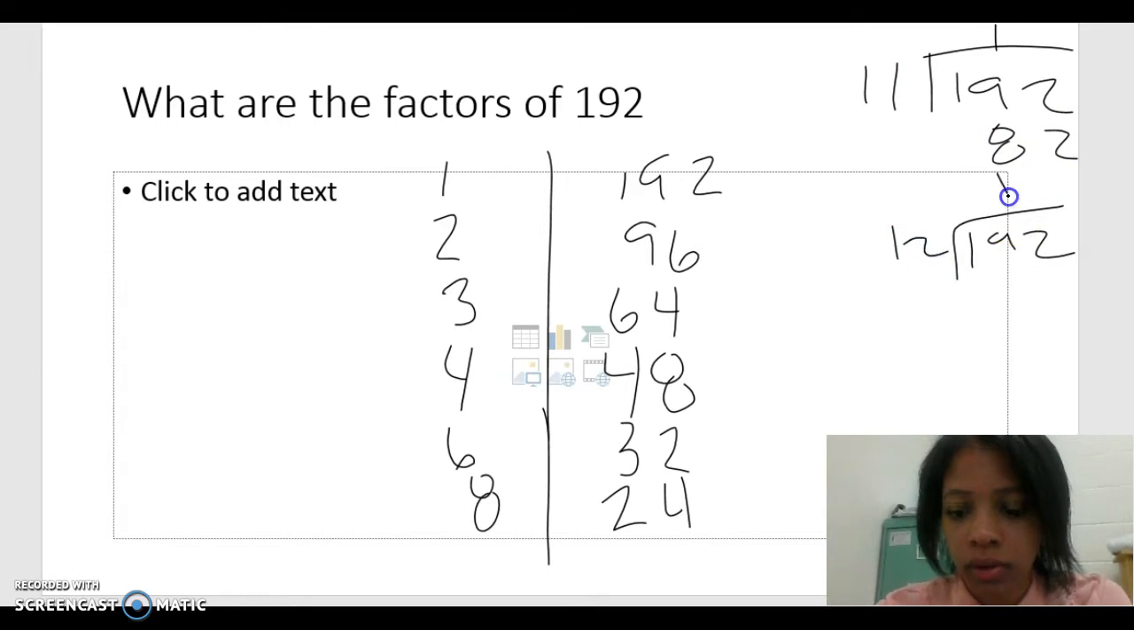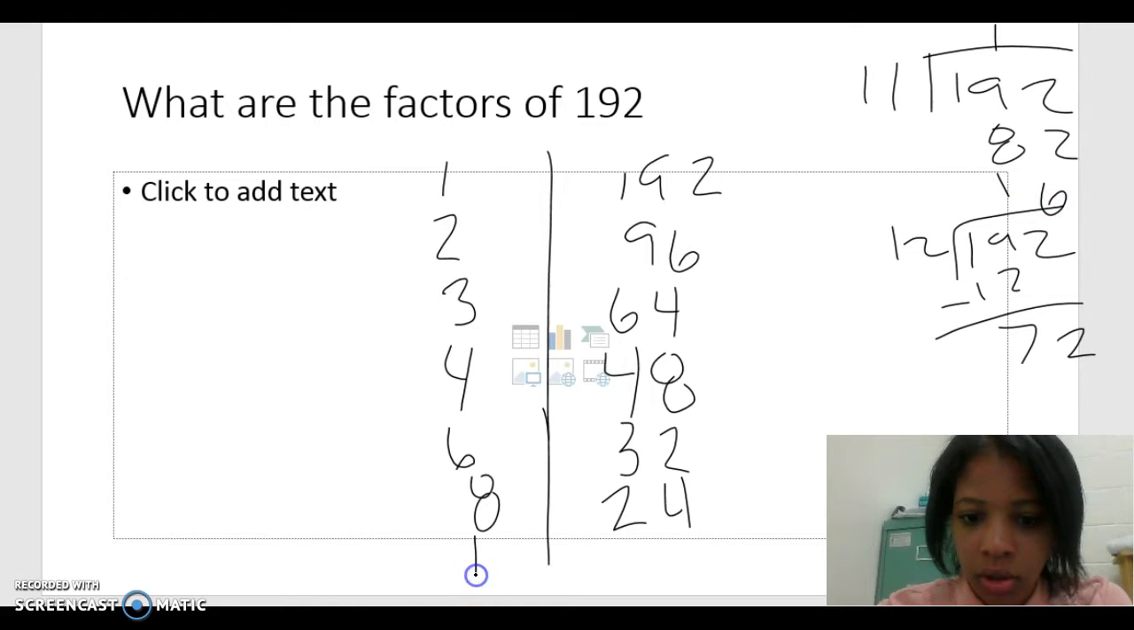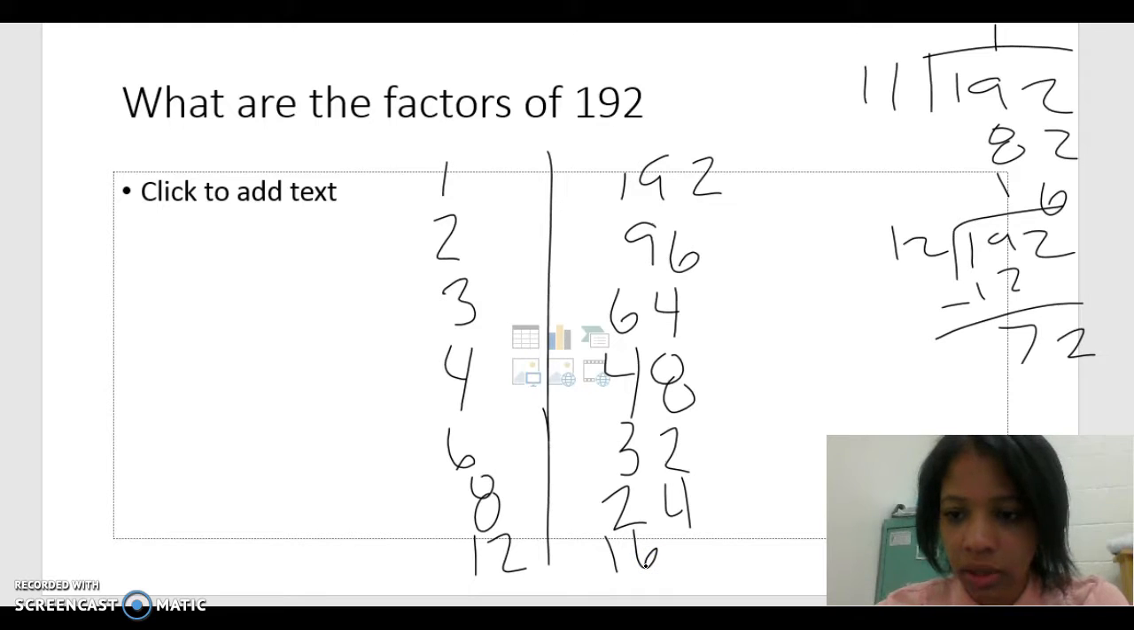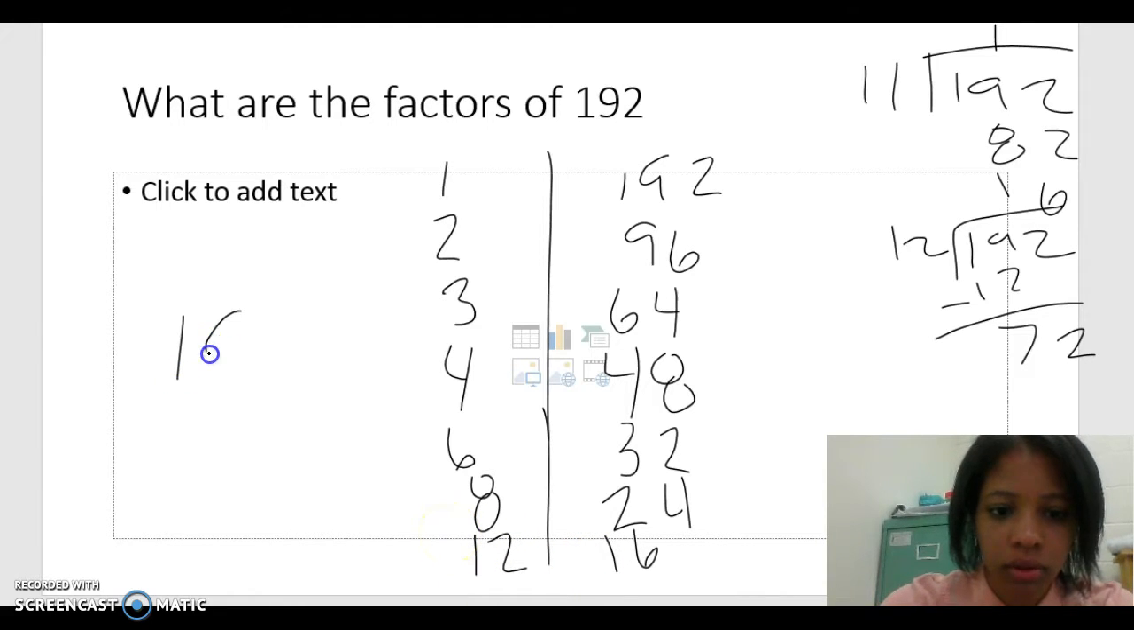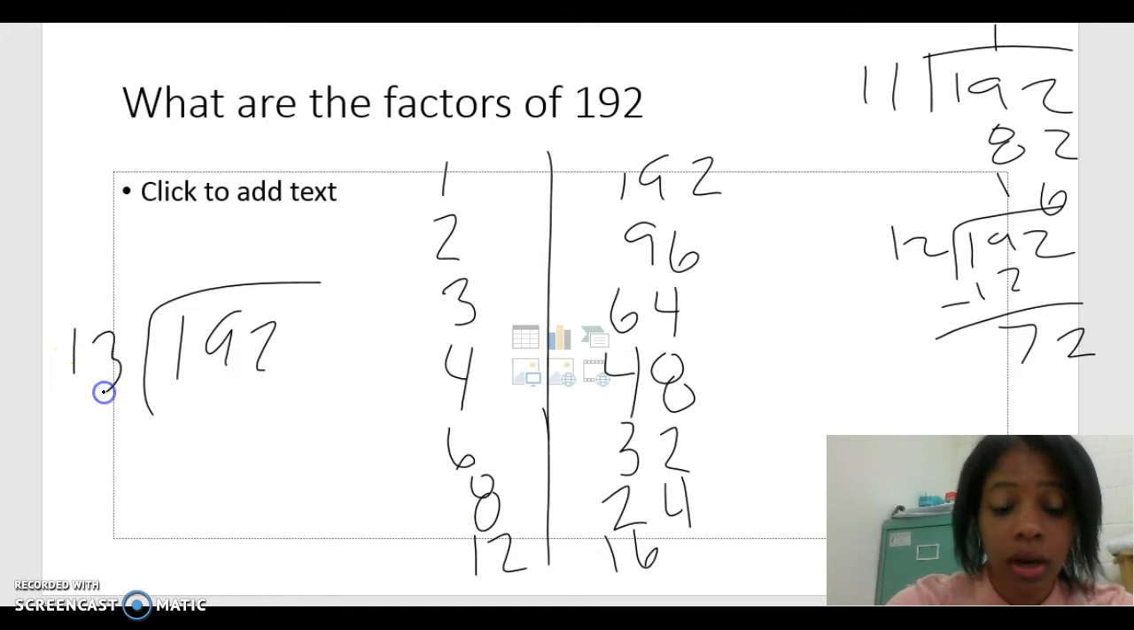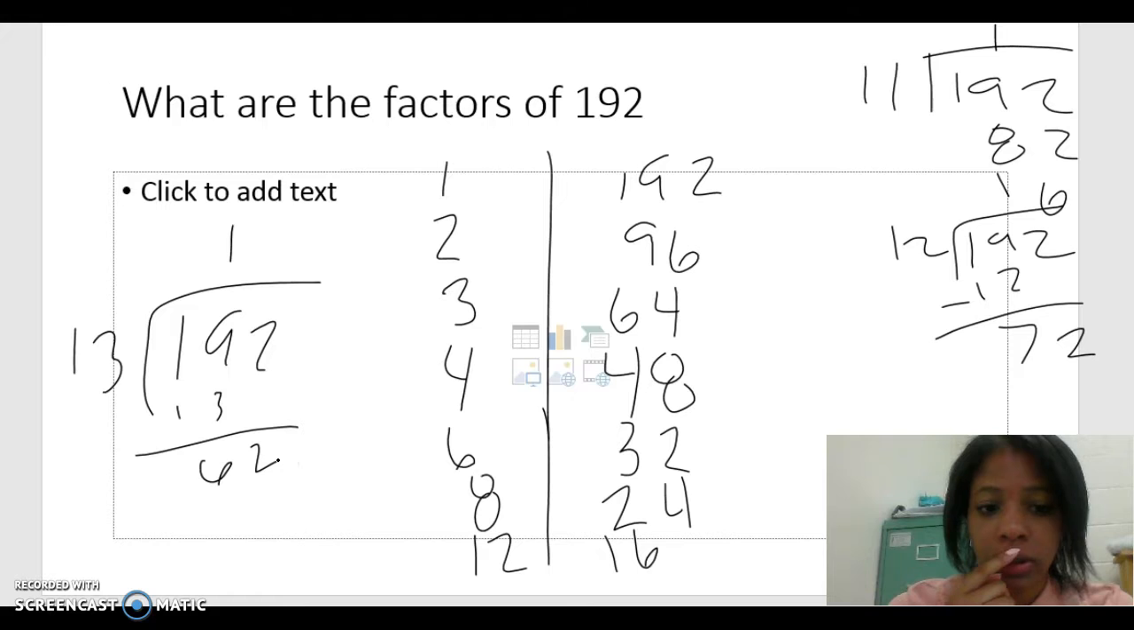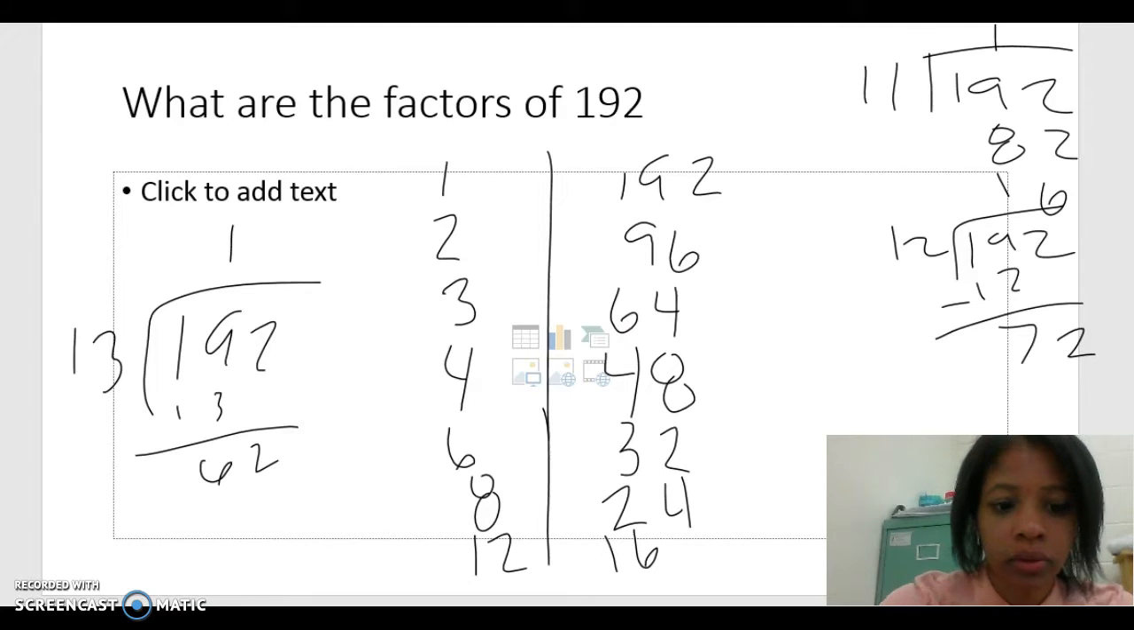192, we can try 12. It goes in once. 19 minus 12 is going to be 7. 72, I'm pretty sure that works because I think that should be 16. So 12 times 16 is going to give me 192. And these two numbers are pretty close together, so I doubt there's going to be any more, but I want to just make sure. So 192 divided by 13, pretty sure that's not going to work. I don't think 13 can go into 62 evenly. Nope. Let's try 14.